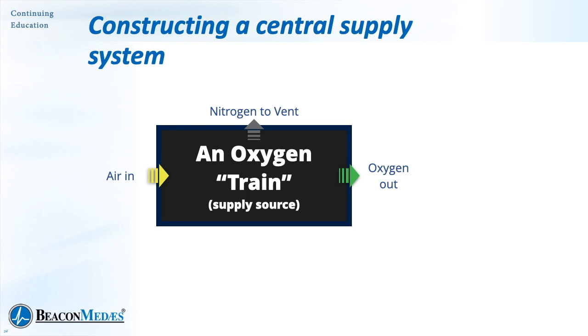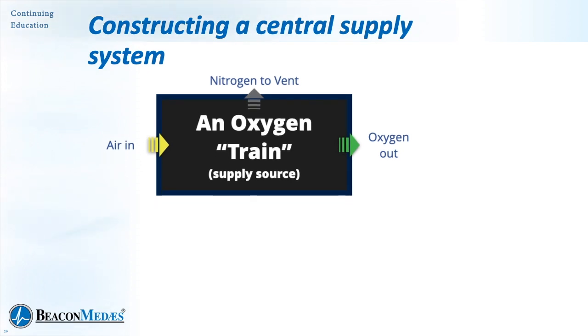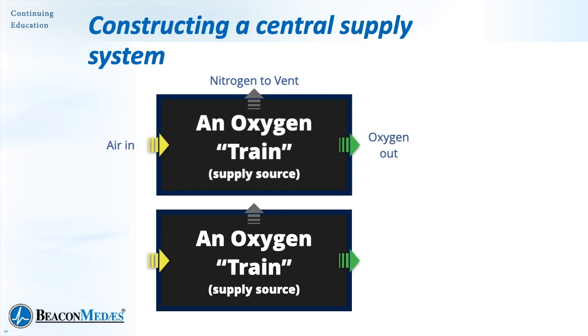If anything happens to this oxygen train, we have a power failure, we have a mechanical failure, we would not be able to comply with the first rule. We would not be able to supply the patient. That's not acceptable. So what we want to make sure we can do is always supply the patient. We're going to do that by having at least 2 sources.